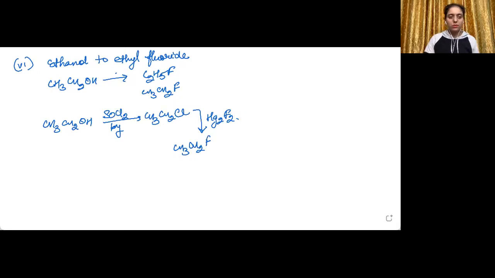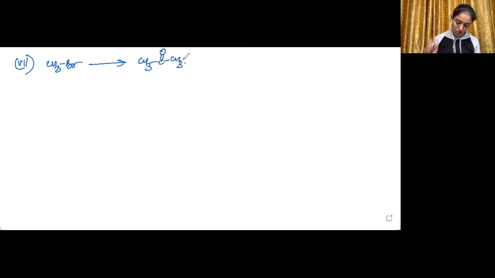Okay, so let's now move into the next part of this question. The next part is the seventh one. The seventh part is bromomethane to propanone. CH3Br. We need to convert it into propanone.